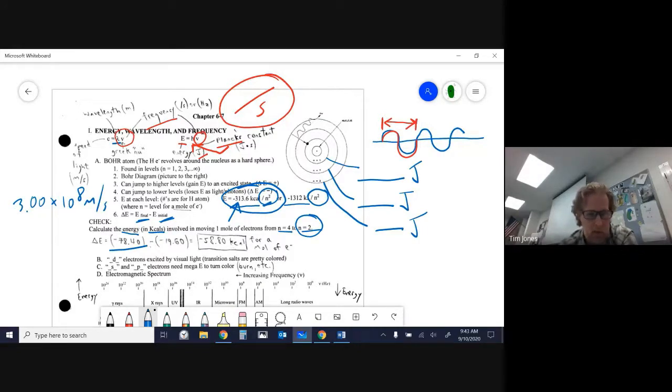Then minus here. The fourth, you do the same thing. You take the negative 313.6 and divide by 4 squared, and that will give you negative 19.6. And you do the math and you get the answer as negative 58.80 kcals. And notice, this is for a mole of electrons. If a problem were to ask for a single solitary electron, you would just divide this by Avogadro's number. And that would give you whatever the energy is for one electron.